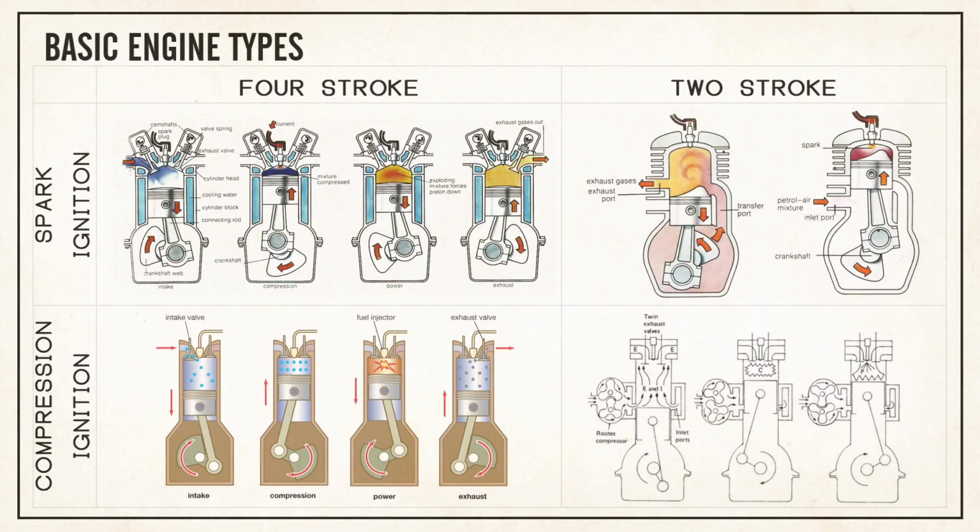Let's review the cycle and ignition types by looking at the four most basic classifications of engines. In the upper left, we have the 4-stroke spark-ignited engine. This is one of the most common types and powers the vast majority of cars and trucks on the road in the US. Additionally, this type is popular for motorcycles, recreational marine applications, and most light aircraft.